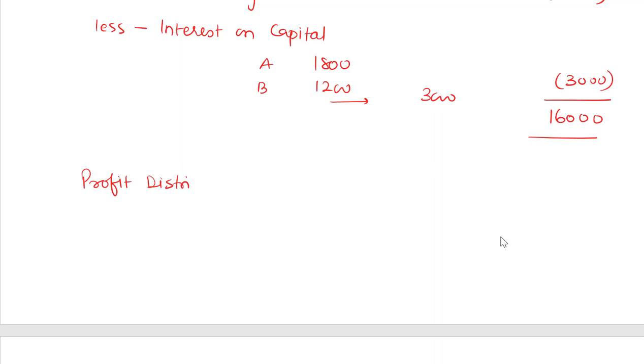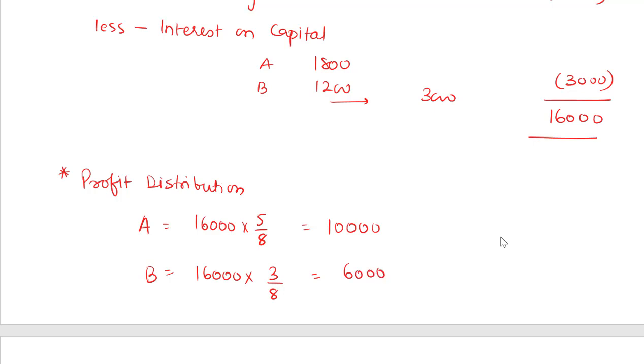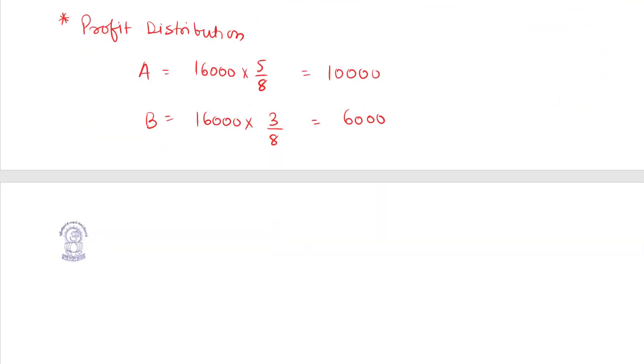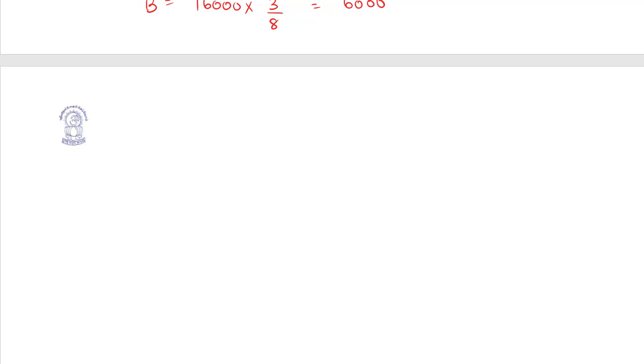Profit distribution: to A, it is 16,000 multiplied by 5 by 8, 10,000. To B, it is 16,000 multiplied by 3 by 8, 6,000. Now we can journalize it. Journal entries.